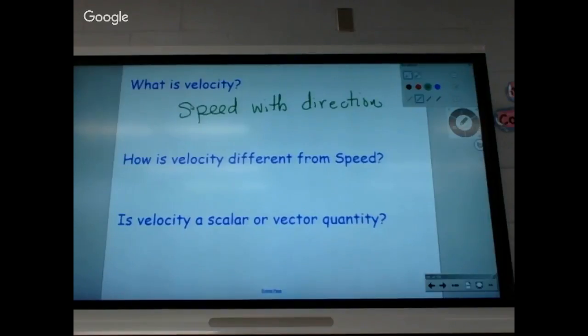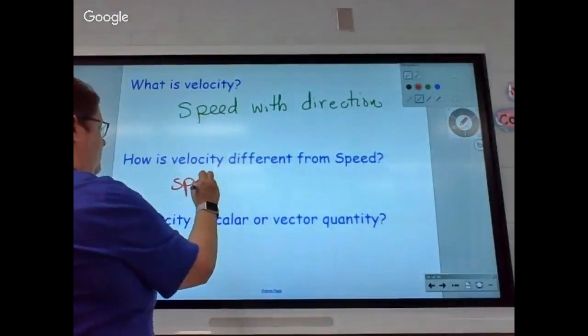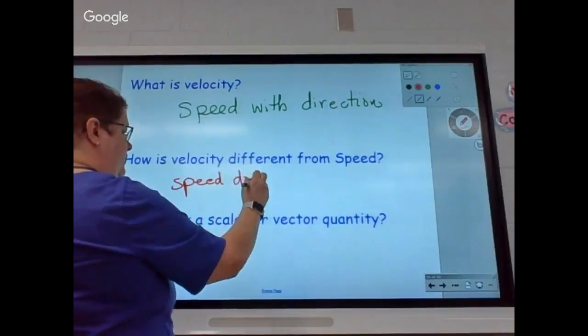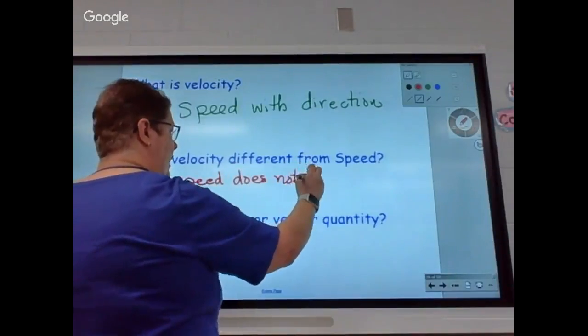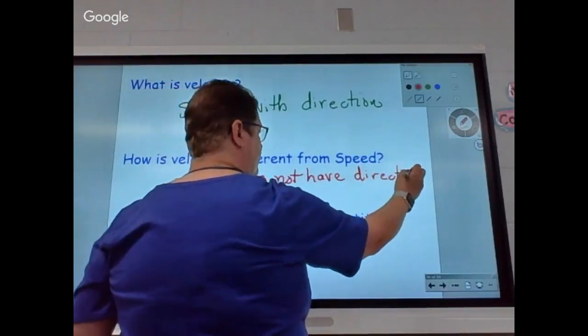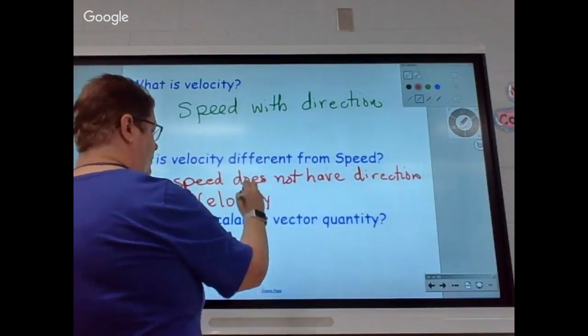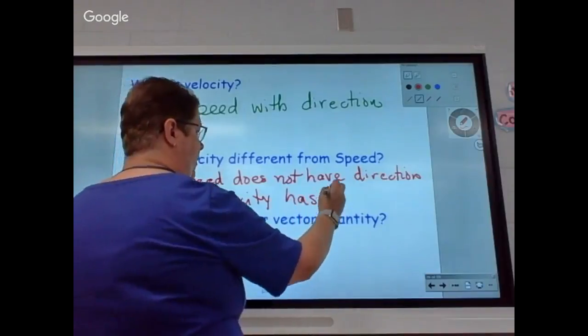Yes, Bree. Don't laugh at anybody. Speed, okay, velocity is speed with direction, and speed doesn't have direction. Exactly. Okay? Speed does not have direction. Velocity has direction.